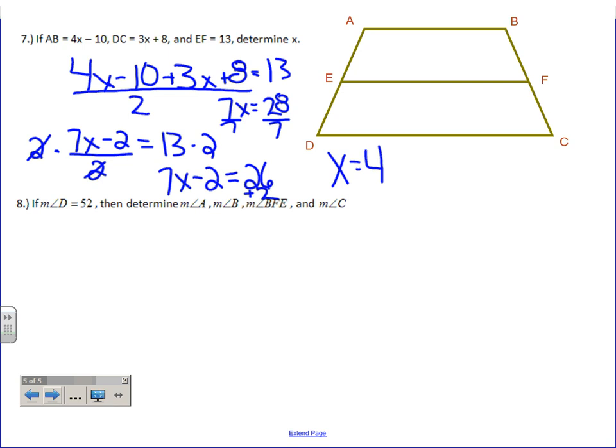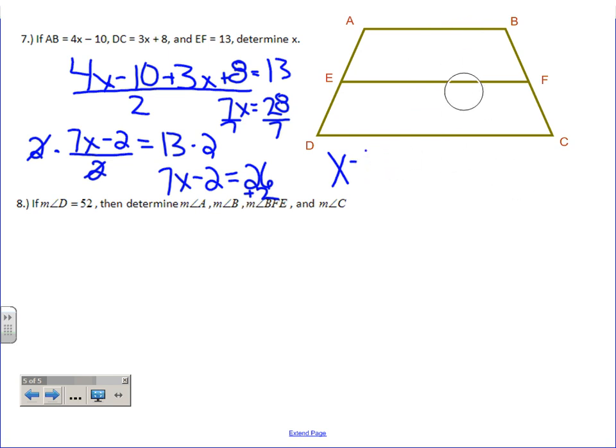Yeah. And when you put it back in, it doesn't make sense. It basically makes the top AB, if you put 4 back in, you get what, 6, right? And if you put it down here, 3 times 4 is 12, you get 20. And this is supposed to be 13. Mathematically, it doesn't work out. You can check it. Okay, anybody want to do 8? Otherwise, I can just do it quick.